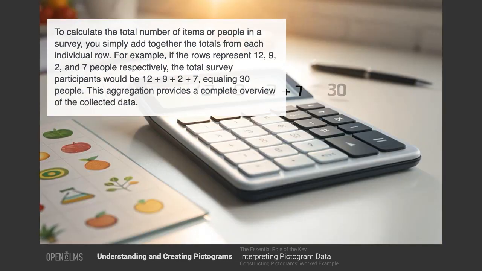To calculate the total number of items or people in a survey, you simply add together the totals from each individual row. For example, if the rows represent 12, 9, 2, and 7 people respectively, the total survey participants would be 12 plus 9 plus 2 plus 7, equaling 30 people. This aggregation provides a complete overview of the collected data.